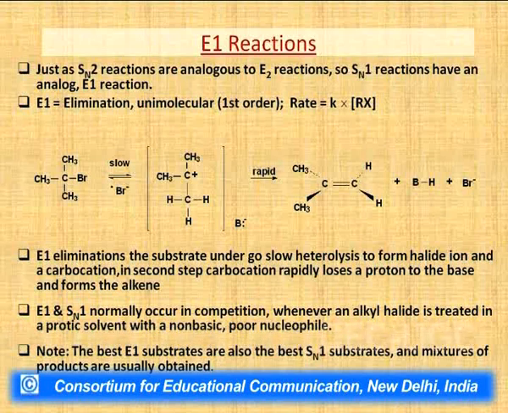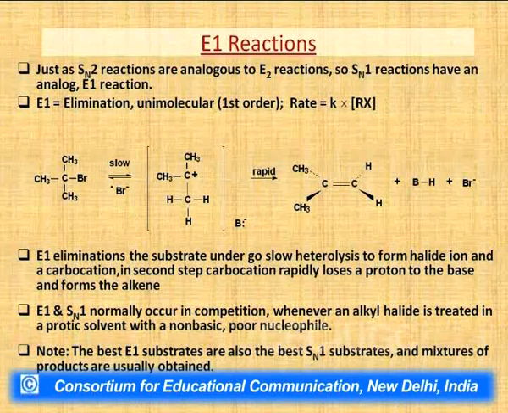The rate of reaction depends only on the alkyl halide and not on the base. In E1 elimination, the substrate undergoes slow heterolysis to form a halide ion and a carbocation. In the second step, the carbocation rapidly loses a proton to the base and forms the alkene. E1 and SN1 normally occur in competition whenever an alkyl halide is treated in a protic solvent with a non-basic, poor nucleophile.